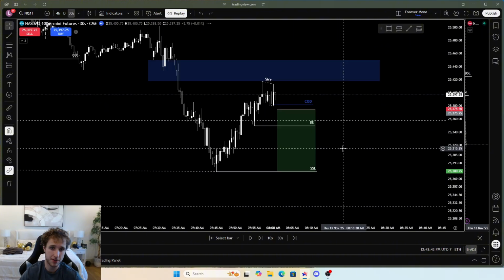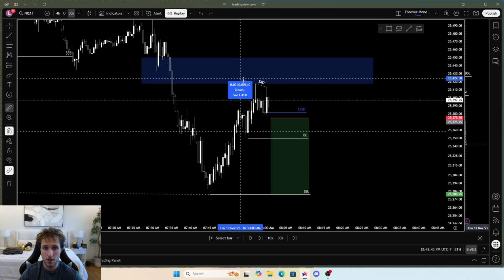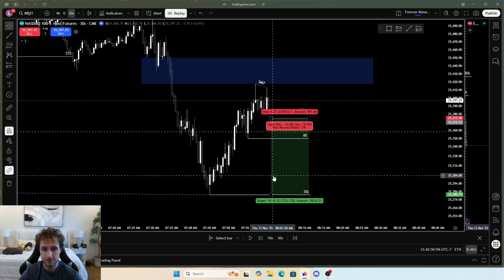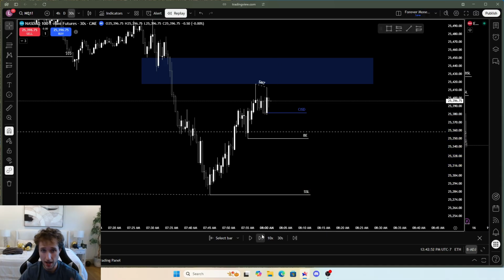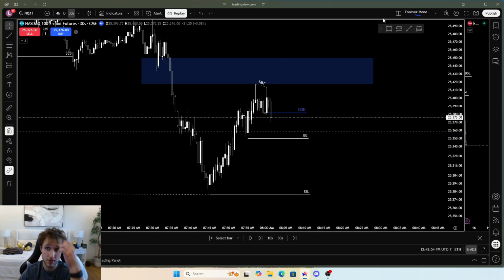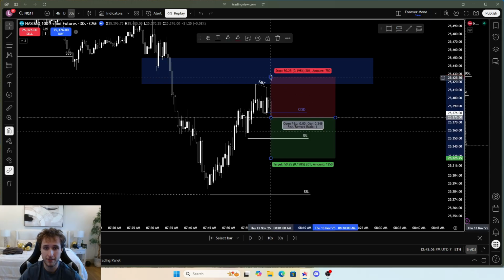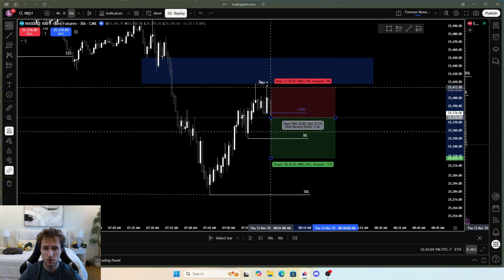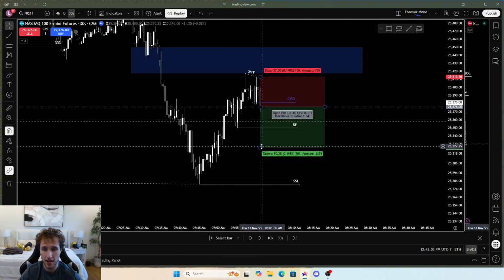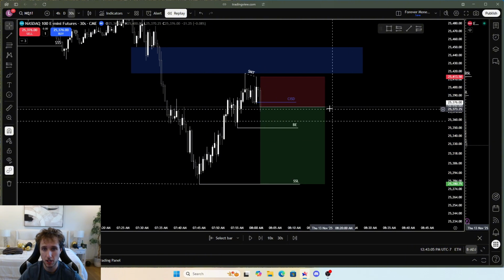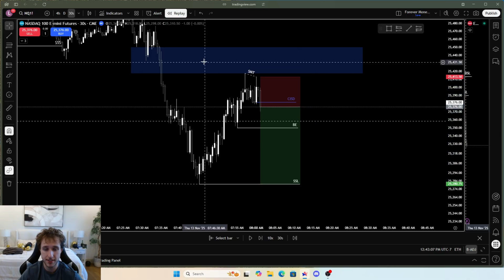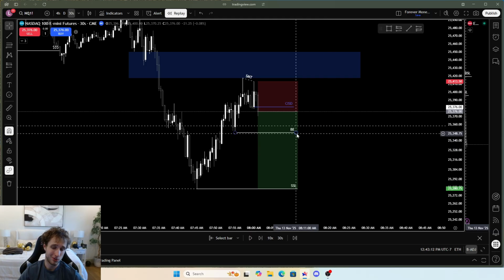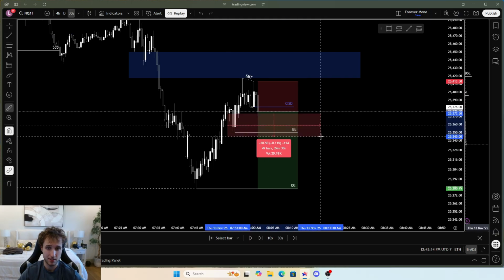So I scale into the 30 second, find a cleaner change right here. Once we get below this down close candle, I know I'm going to take a short. We end up getting below this down close candle, and I enter a short position right off the candle close. Stop at the recent high and targeting sell side below, right? For a continuation lower.